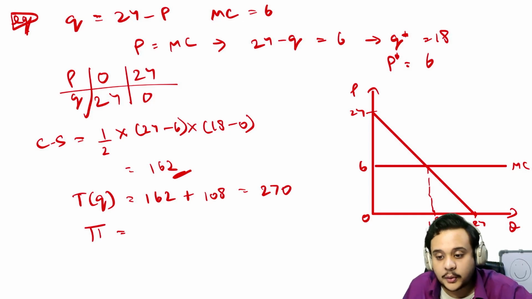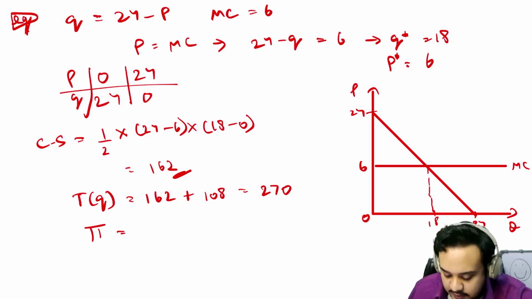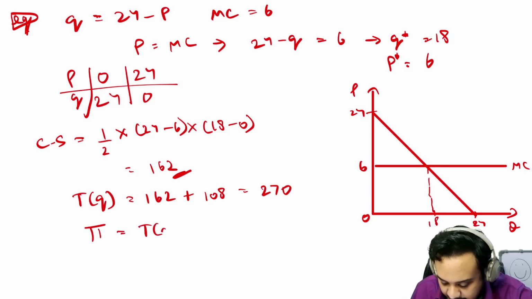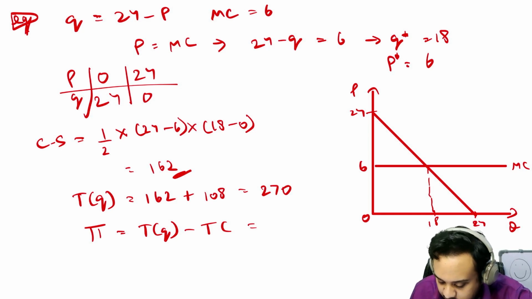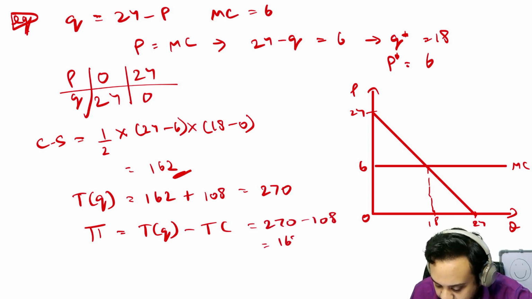The formula for profit here in the single consumer case is the tariff minus the total cost. Total cost is nothing but the MC multiplied by quantity. MC is how much? 6. Quantity is how much? 18. Again we are going to get 108. So you can write 270 minus 108. Again we are going to be left with 162.